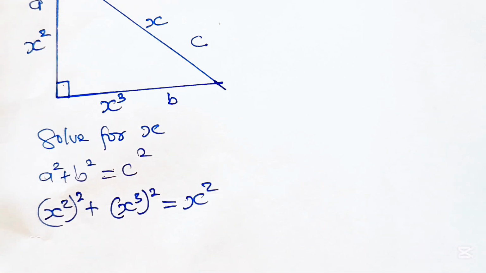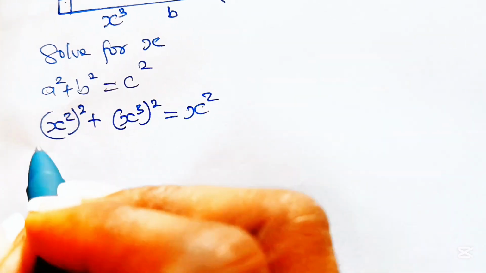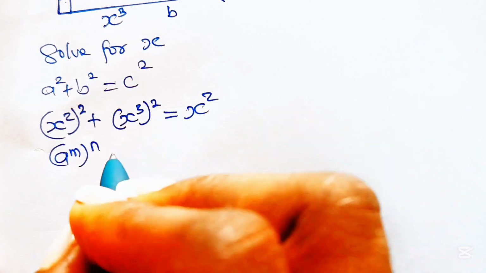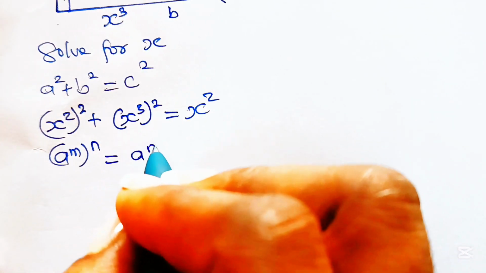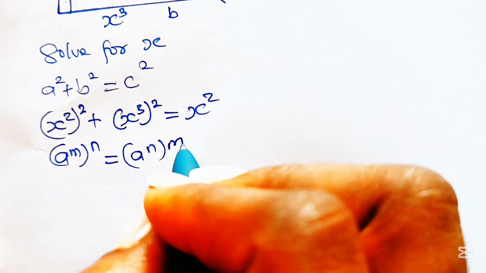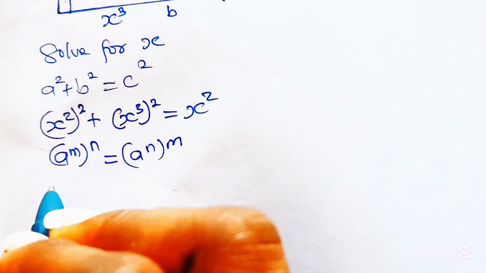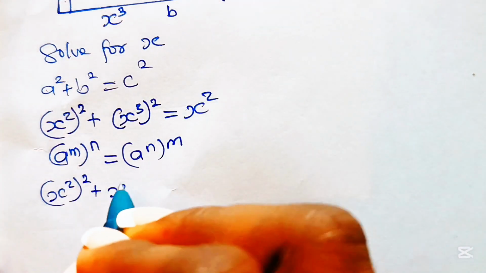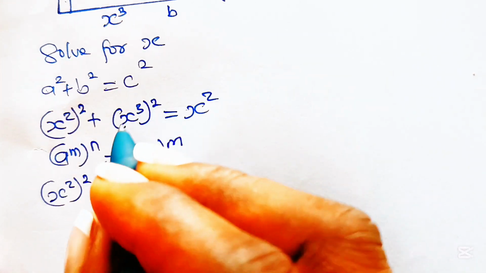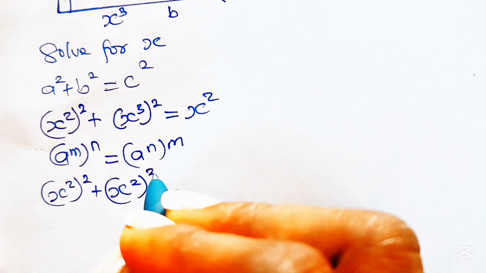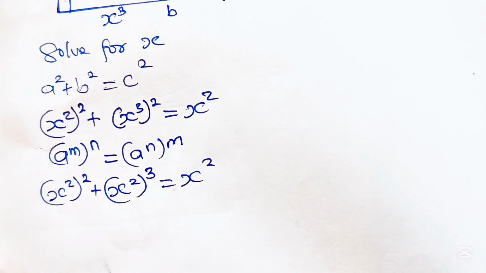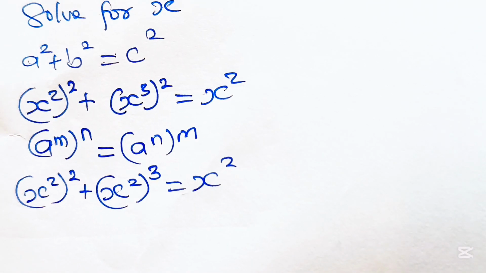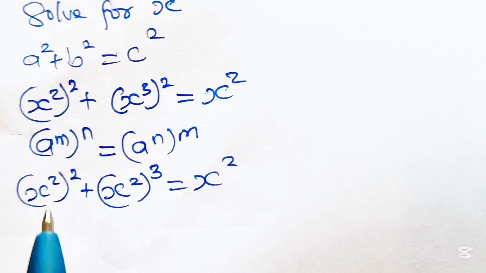Now, recall that when you have a to the power of m raised to the power of n, it is also equal to a to the power of n raised to the power of m. So we can write this as x squared raised to the power of 2, plus x to the power of 2, I will now interchange this and this, raised to the power of 3, is equal to x squared. Now, let's divide through by x to the power of 2.